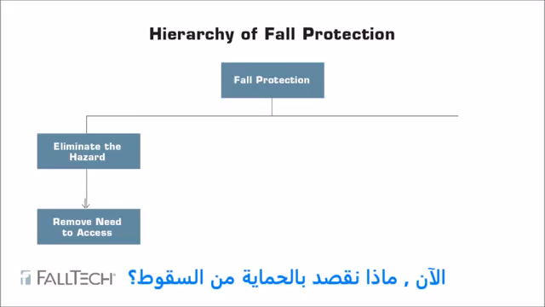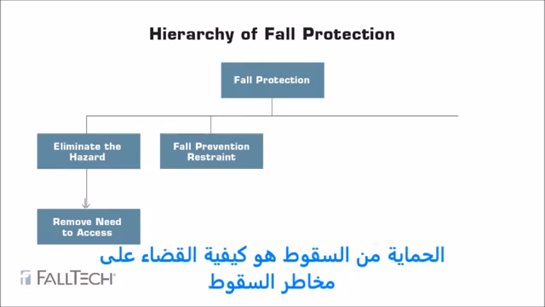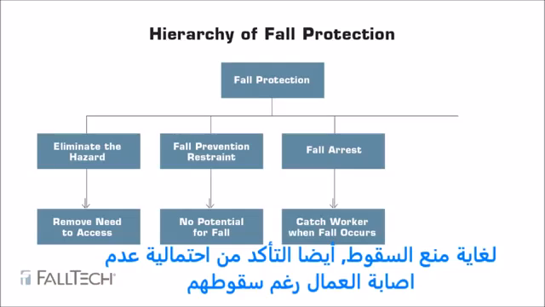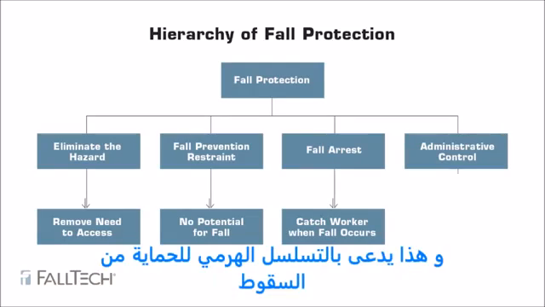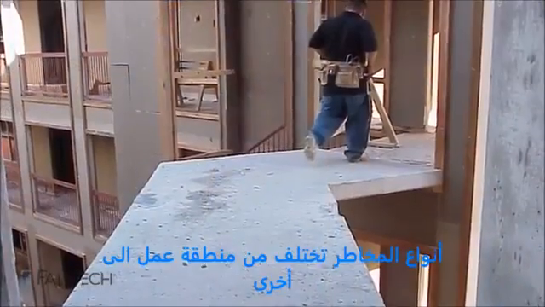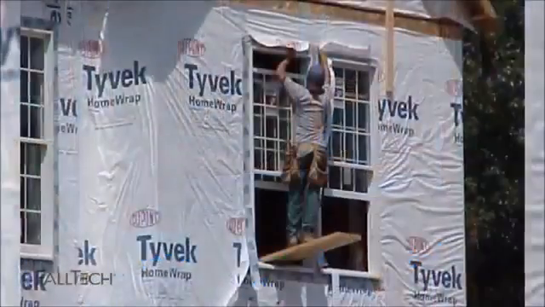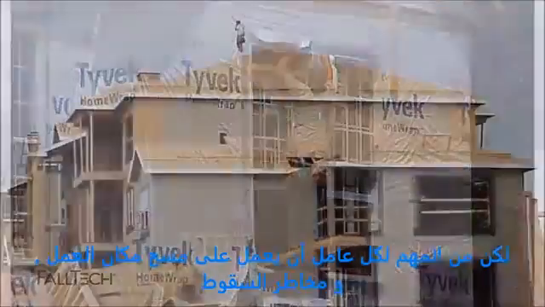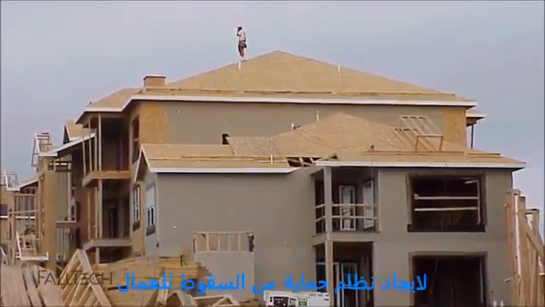Now, what do we mean by fall protection? Fall protection is what you do to eliminate fall hazards, to prevent falls, and to ensure that workers who may fall aren't injured. This is known as the fall protection hierarchy. In order to eliminate fall hazards, first you have to identify them. The types of hazards will vary from one workplace to another, but it is important for each employer to survey the workplace and fall hazards to create a fall protection plan.